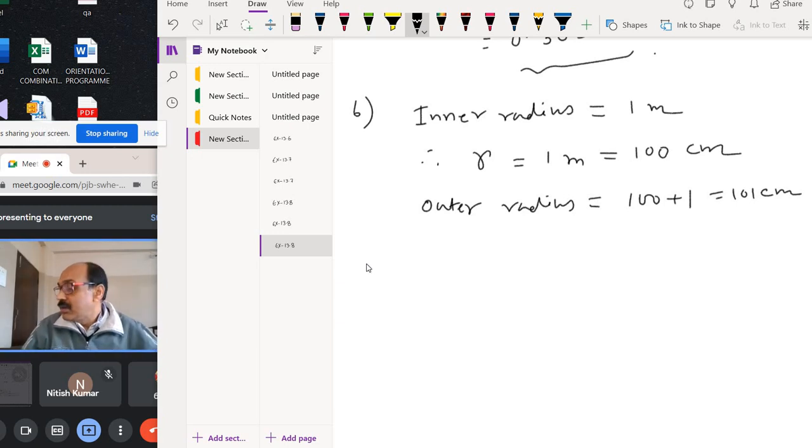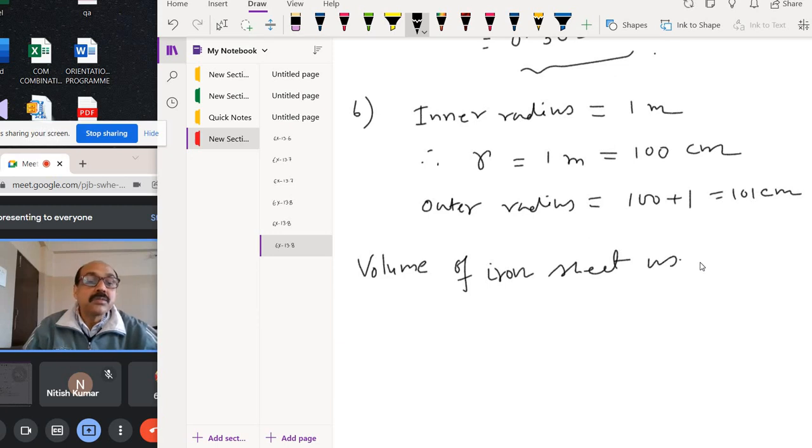So the volume of the iron sheet used to make the tank.